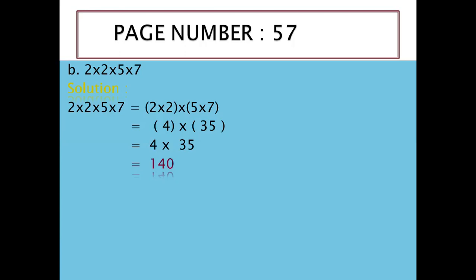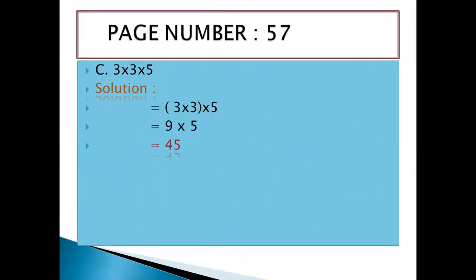4 multiplied by 35 is 140. We only use these brackets for the convenience of our multiplication. These brackets make our solution easy. So that's why we use the brackets. Otherwise, when you multiply 2 by 2 by 5 by 7, the answer will be the same, 140.